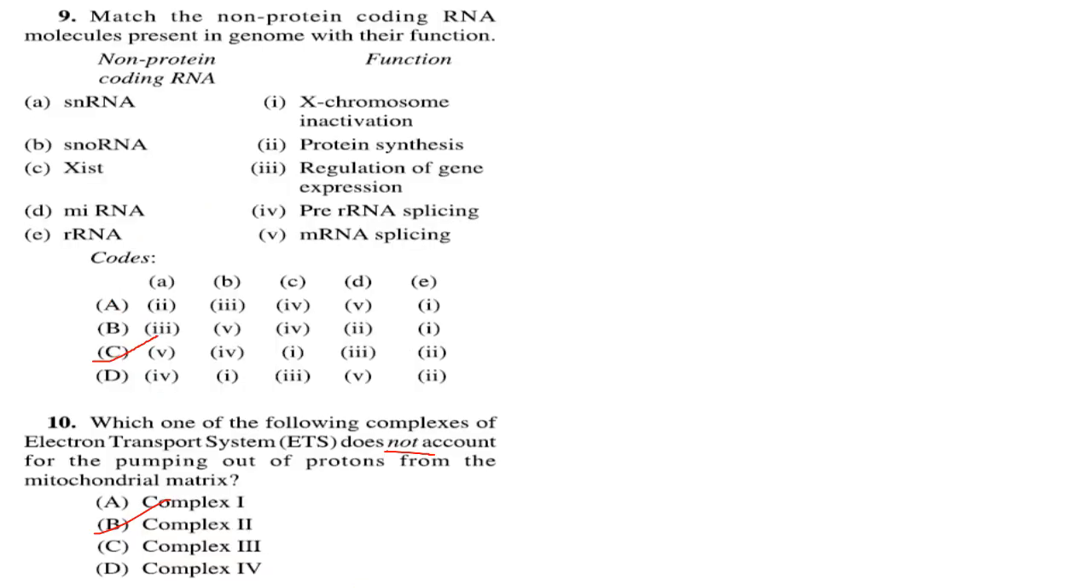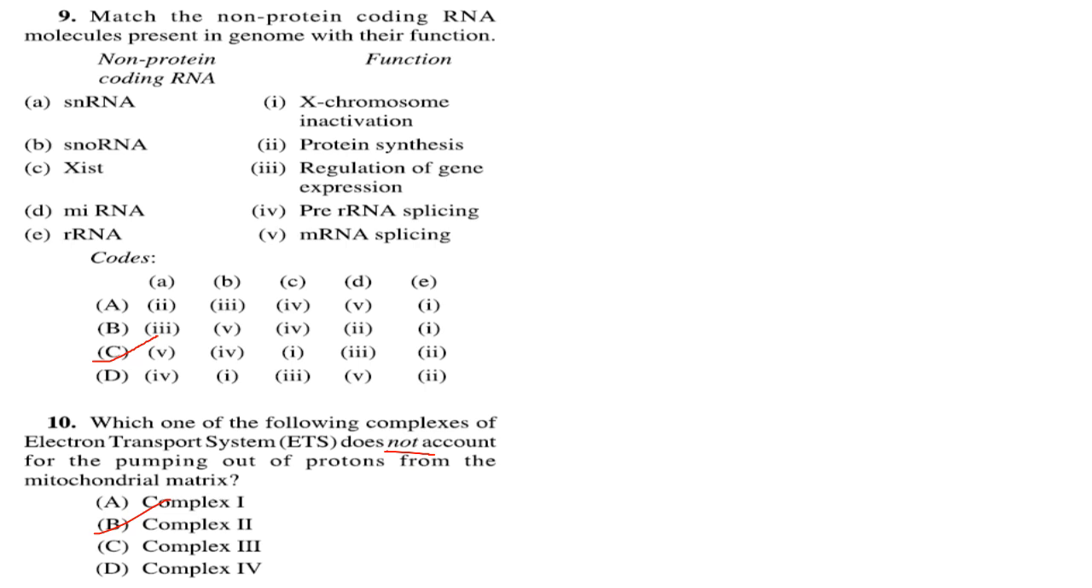Then next one. Match the non-protein coding RNA molecules present in genome with their function. Non-protein coding RNA. snRNA, mRNA splicing, snoRNA, pre-rRNA splicing, XIST, that is in X chromosome inactivation, miRNA, regulation of gene expression, and rRNA, protein synthesis. So the answer here is option C.